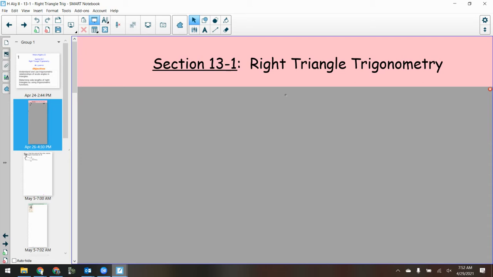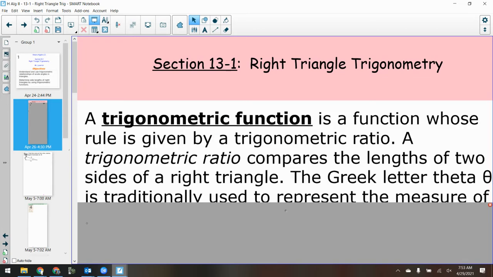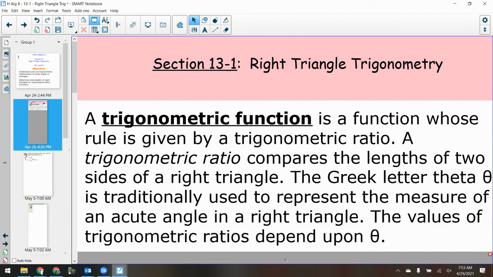So what we're going to do here is we're going to start small. We're going to start talking about how it applies to a right triangle. And then we're going to make it grow and say, okay, how does it apply to any type of triangle? And then how does it apply to anything else? How can we create triangles so that we can use trigonometry with them? So first things first here, we're going to talk about sine, cosine, and tangent.